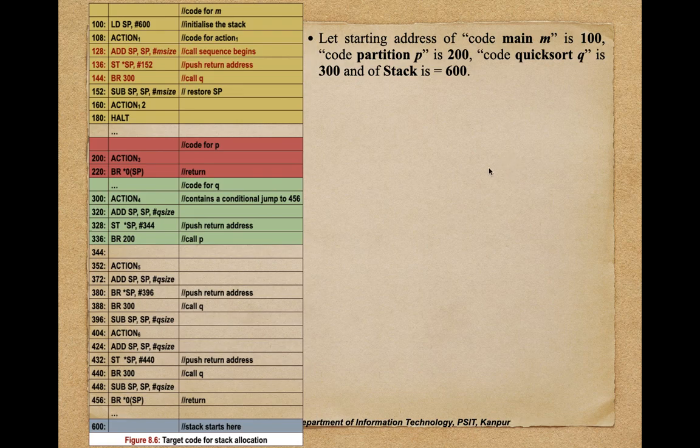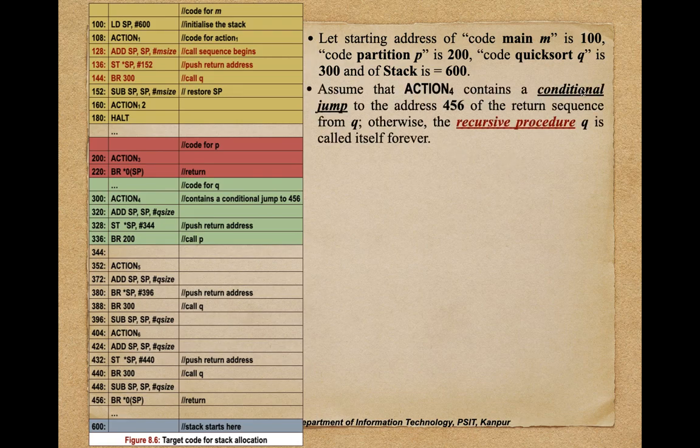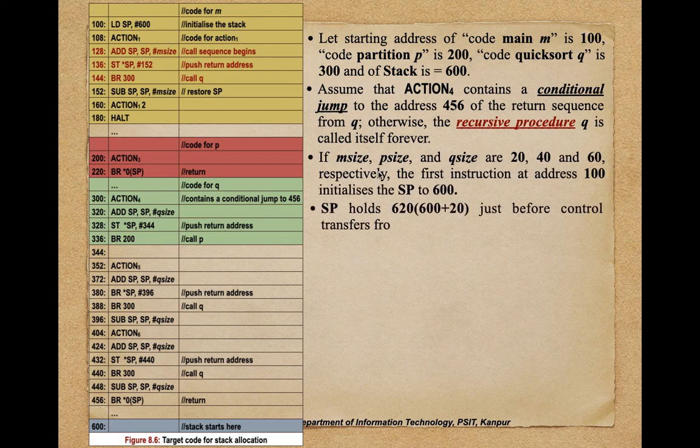ये चीज़ है यहाँ पर। So assume that Action 4 contains a conditional jump, तो Action 4 की अगर हम लोग बात करें, ये आपका एक तरीके से कंडीशनल जंप ये प्रोवाइड कर रहा है, और to the address 456, ये यहाँ पर 456, अगर कंडीशन ट्रू होगा तो 456 पर आएगा, और नहीं तो नहीं आएगा ये यहाँ पर, और आगे कंटिन्यू ये आपका कर सकता है। Otherwise the recursive procedure Q is called itself, नहीं तो इस Q को ही वो कॉल करता चला जाएगा.